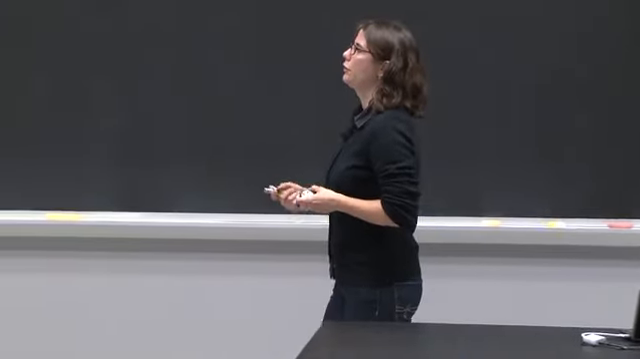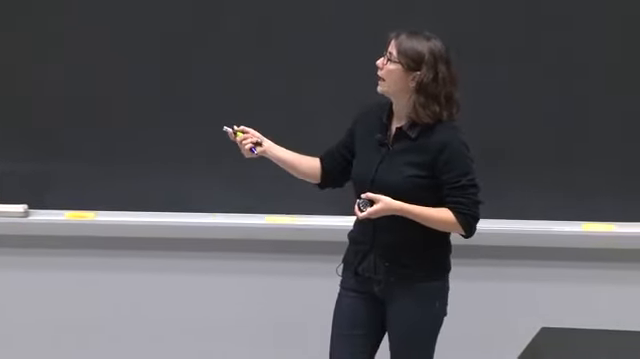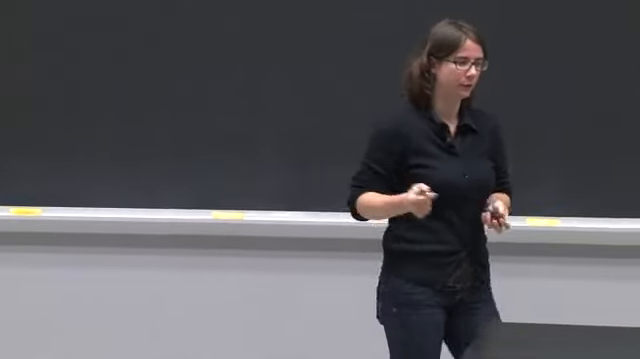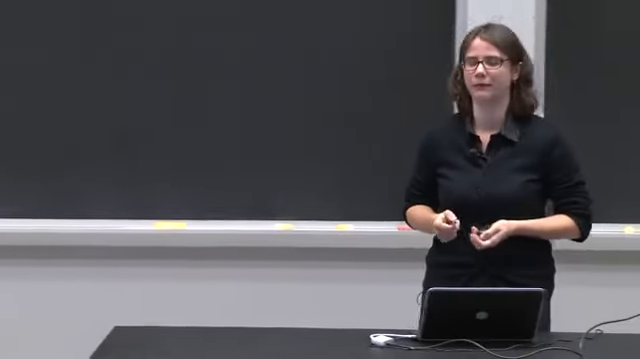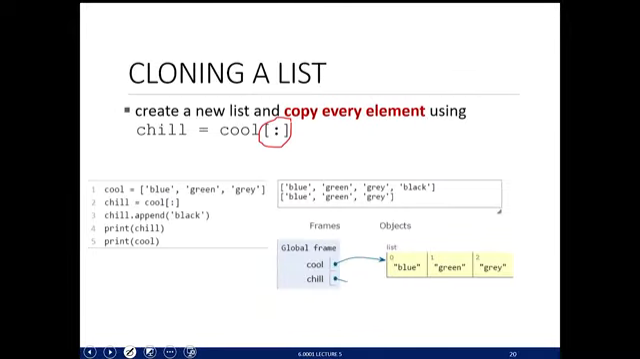If you want to create an entirely new copy of the list, then you can clone it, which sounds really cool, but really it's just making a copy of the list. And you clone it using this little notation here, which is open close square brackets with a colon. We've sort of seen this notation before, and this tells Python this is 0, and this is length.